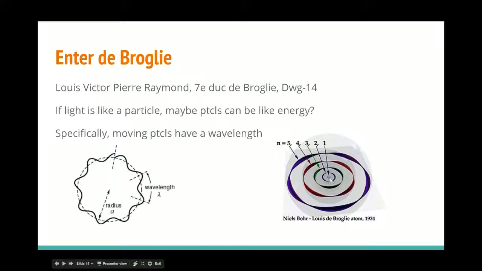And that's n equals 1, n equals 2, n equals 3, n equals 4, n equals 5. Okay? And that would be an explanation for, or could be, he hadn't confirmed it, right? It could be an explanation for why electrons can only exist at certain wavelengths and not at any others. Okay? And he came up with the math for that.